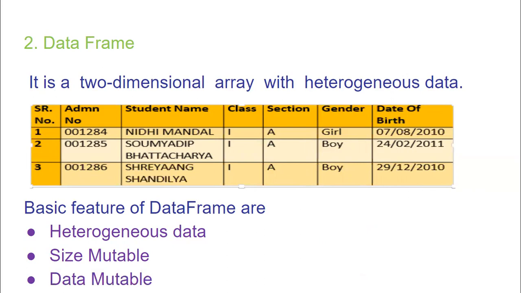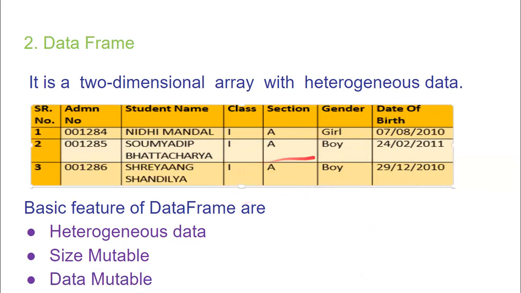Questions can come like this: what is the difference between the series and the data frame? Series is a one-dimensional array. Data frame is a two-dimensional array. Series is homogeneous data. Data frame is heterogeneous data. In series the size is immutable. Here the size is mutable. But if they ask for the similarity, in both series and data frame, the data are mutable.